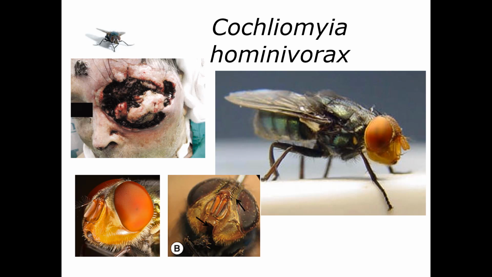Now, the primary difference between this species and macellaria is the presence of setal rows on the head. They've got these dark setae in one species and not in the other. So when you get to the key, you'll be able to tell the difference. So this is Cochliomyia omnivorax.